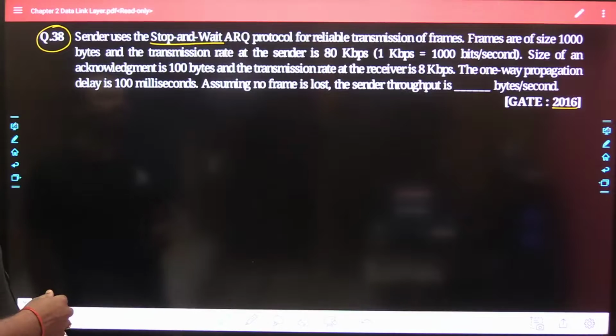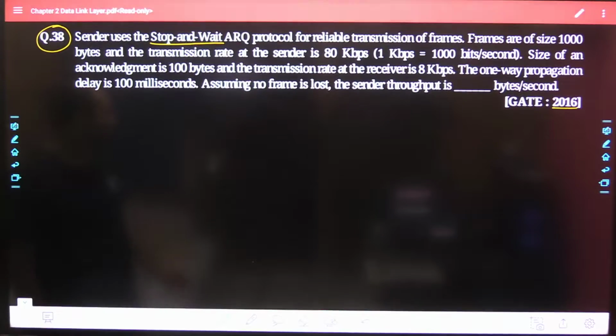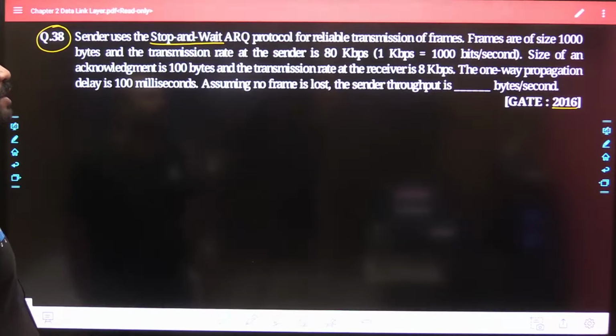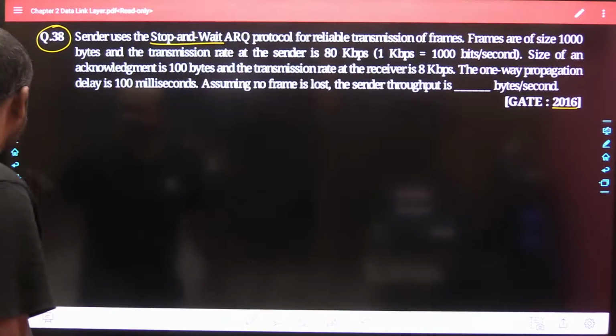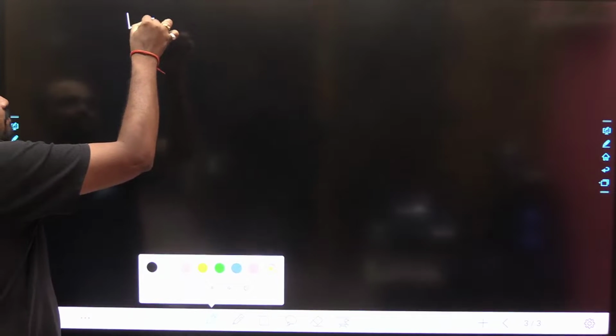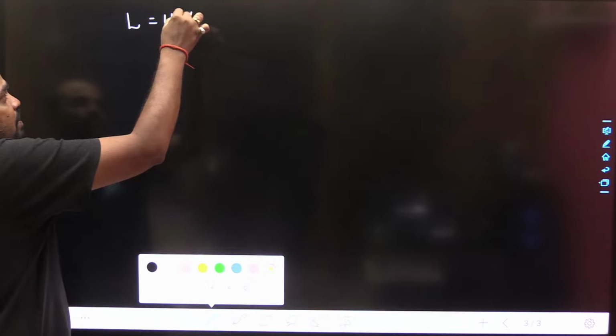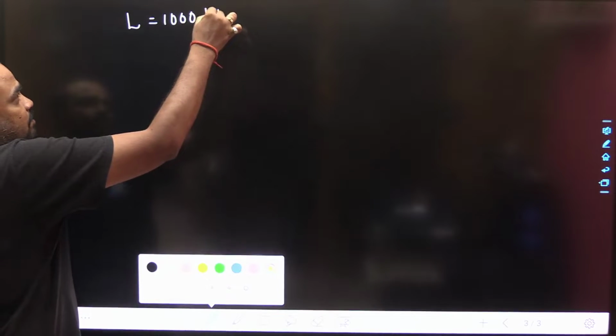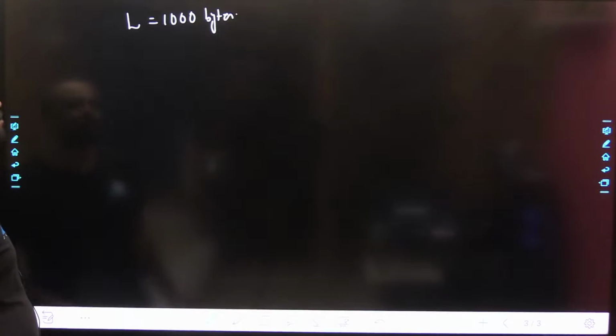Sender uses the stop and wait ARQ protocol for the reliable transmission of frames. Now frames are of size 1000 bytes. So see, what is the size of frame given? The size of frame is given as 1000 what? Bytes. 1000 bytes.